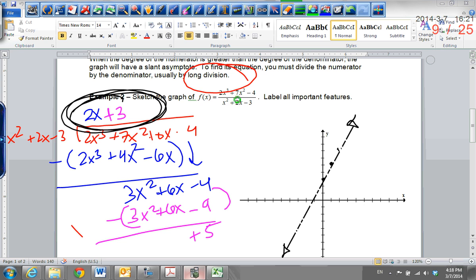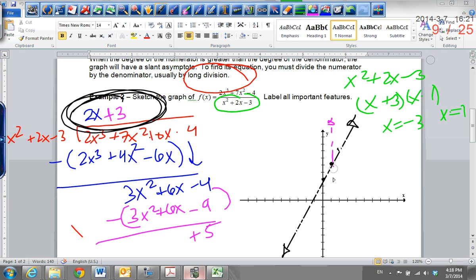Now we can't forget about the stuff we talked about before, so I'm going to set the bottom equal to 0 to get my vertical asymptotes. So I got x plus 3 and then x minus 1. So I set x equal to 0, so x equals negative 3, and x equals positive 1. Sorry, I can't read that. It's green. Weird. So x equals 1, another vertical asymptote there, and then negative 3, another vertical asymptote there.